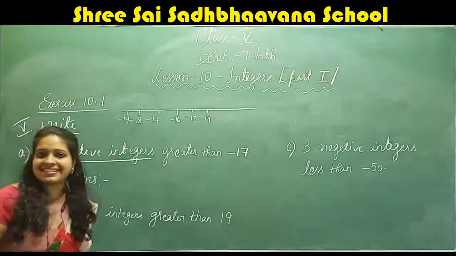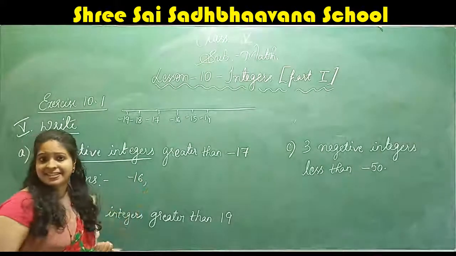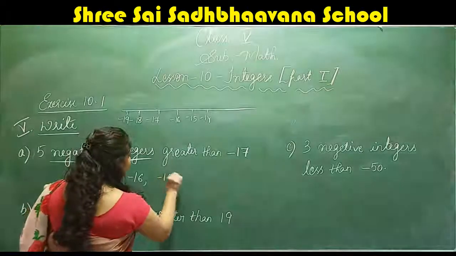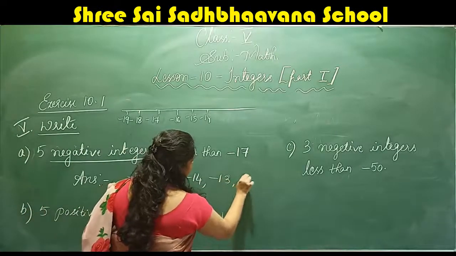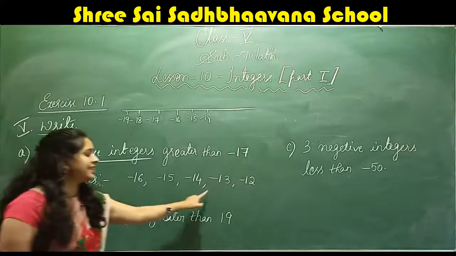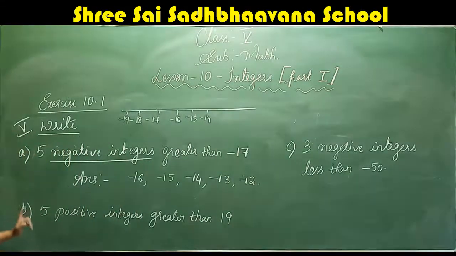You can start with minus 16 itself. So minus 16 is greater than minus 17, correct? Do you agree with me? So then minus 15, minus 14, minus 13 and minus 12. How many are they? 5. 1, 2, 3, 4, 5. Finished. Understood? Move on to the next one.